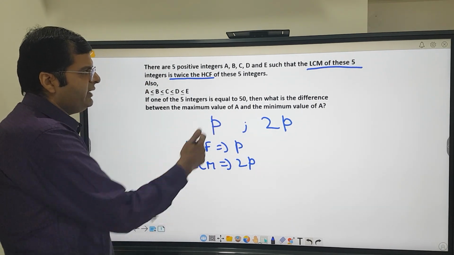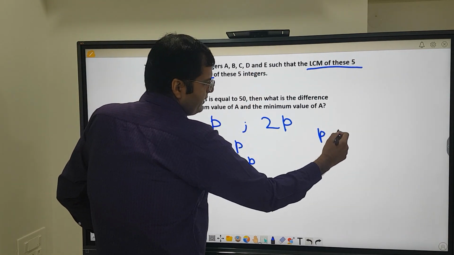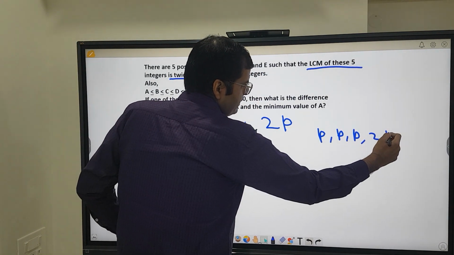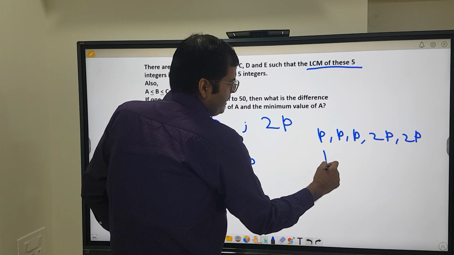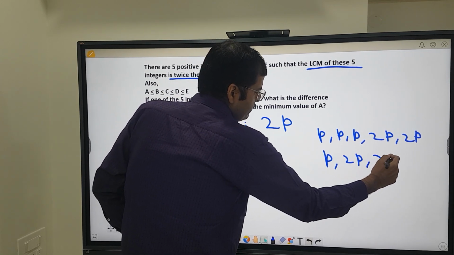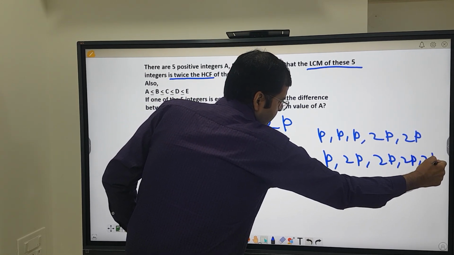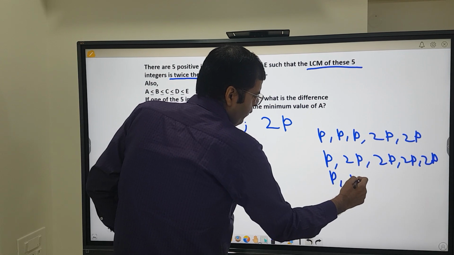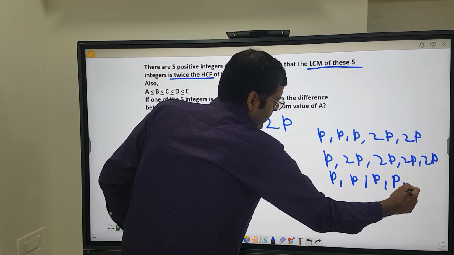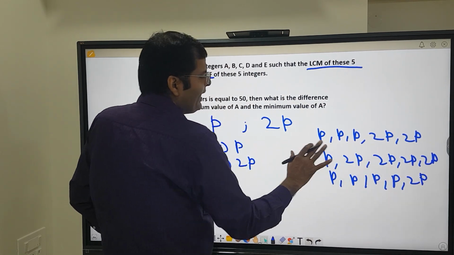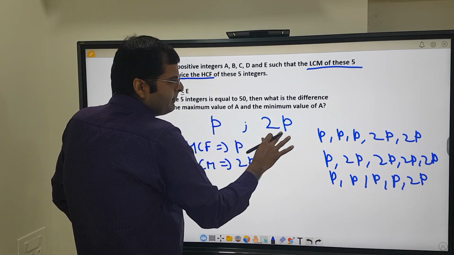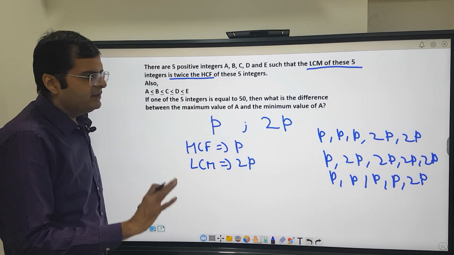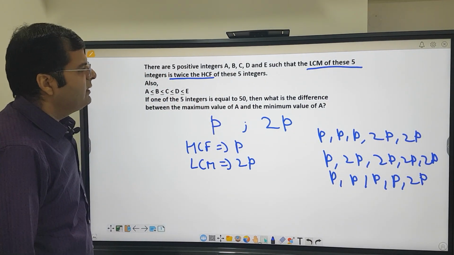So let's say in these 5 I can have 3 p's and 2 2p's. I can also have 1 p and all the others 2p. But I can also have 4 p's and 1 2p, in any format. So I need at least one of them to be p and one of them to be 2p. This is what I need over here.